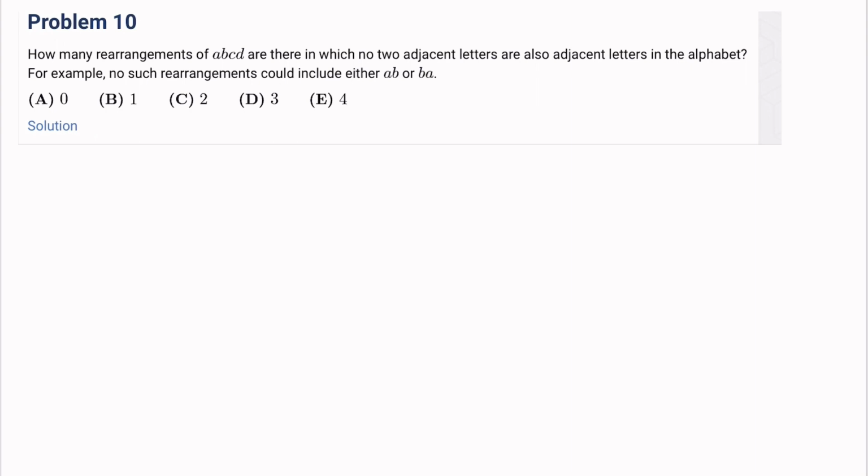How many rearrangements of A, B, C, D are there in which no 2 adjacent letters are also adjacent letters in the alphabet? For example, no such rearrangement could include either A, B, or B, A. Okay, so A, B, C, D are here. But then we can see that this means that B cannot be with A or C, right? And so B must be connected with D and only D. And for the same reason, C must be connected with A and only A.